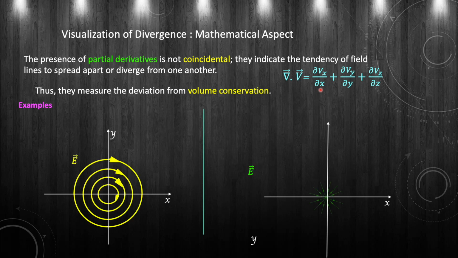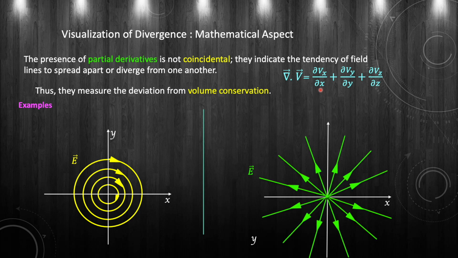Concentric and parallel vector field lines. Imagine a vector field with concentric and parallel field lines. If we place a small gas bubble between these lines and let it move along the field, its volume remains constant without deformation. In this case, the divergence of the field is zero, indicating conservation of volume.